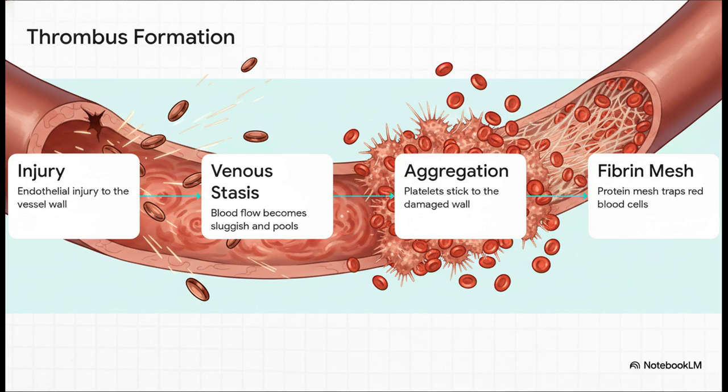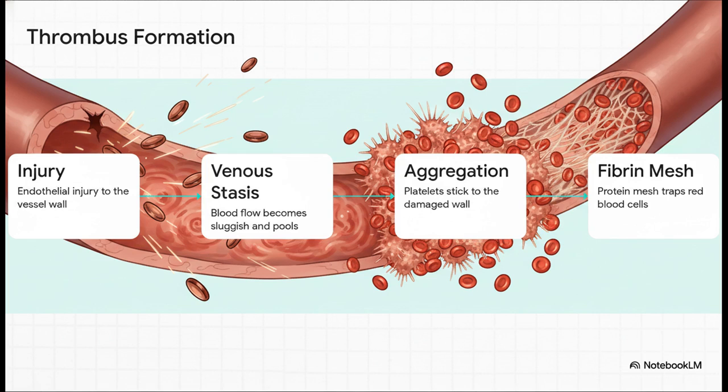Then step 3 kicks in, platelet aggregation. That exposed collagen we talked about triggers an immediate local alarm. Platelets rush to the site, they literally undergo a structural change to become sticky, and they adhere right to that injured wall, sending out biochemical signals to recruit even more platelets.